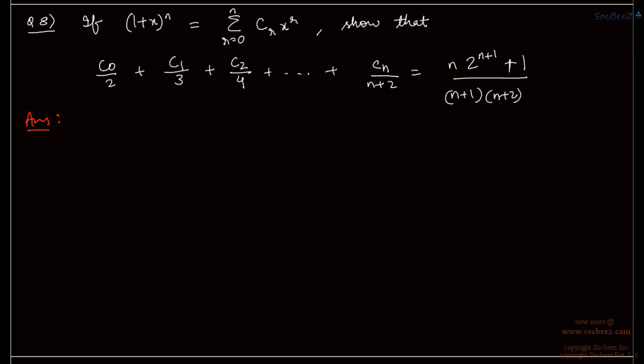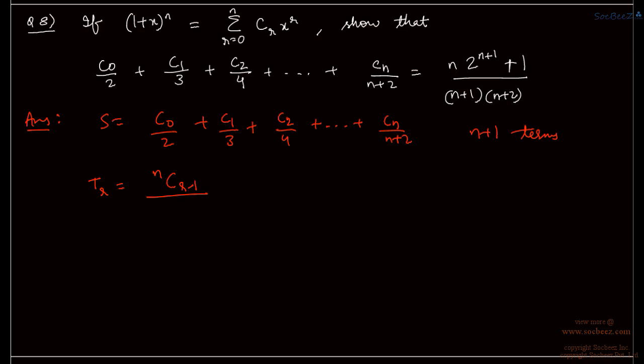Suppose I represent the whole sum by S, and these are the different terms in it, the overall n+1 terms. The rth term can be written as T_r = nC(r-1)/(r+1). You can just take it for use. The first term is C(1-1), that is C0/(1+1), so C0/2, that first term is correct. Then you have C1/(2+1), that is C1/3. The next term is C2/(3+1).